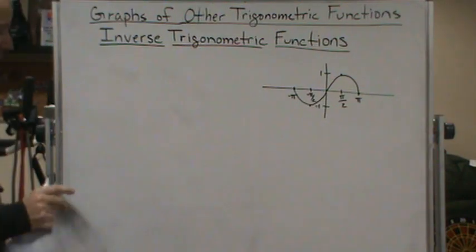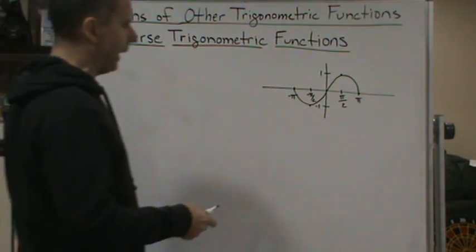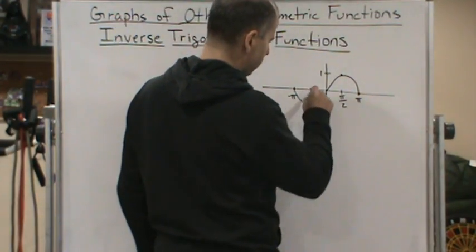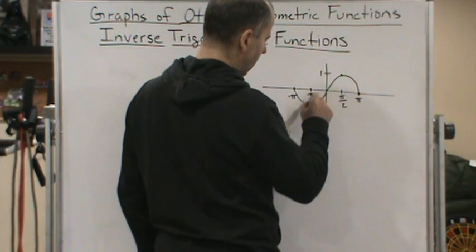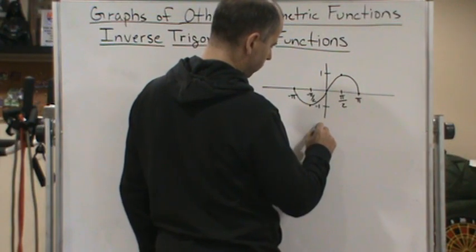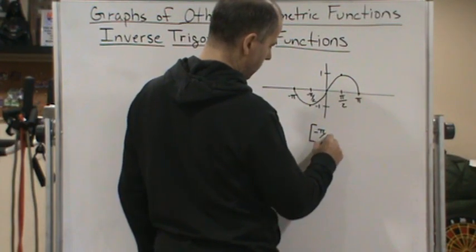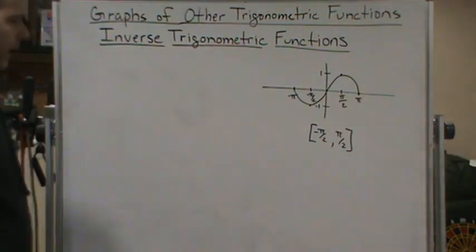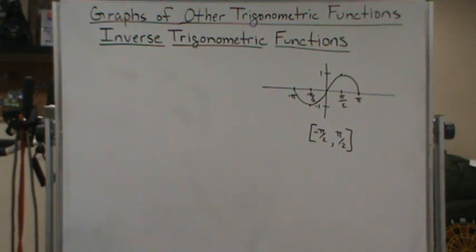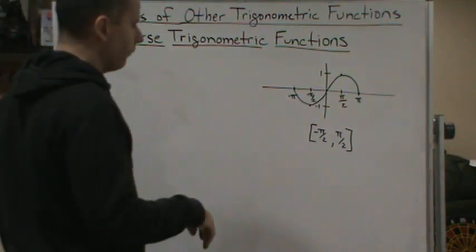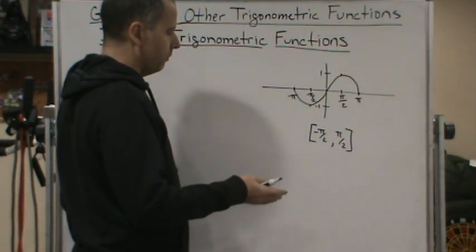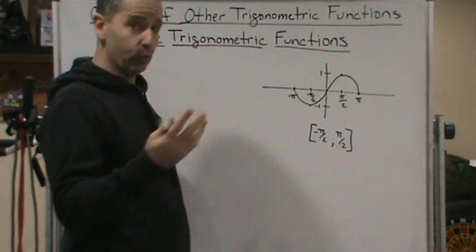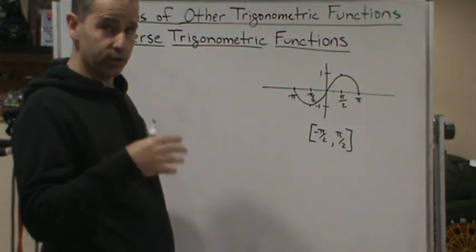But if we restrict the domain, for example, if we restrict the domain from negative pi over 2 to pi over 2, right? If we do that, then we will have a one-to-one function, and it will also satisfy the other conditions to have an inverse, right?